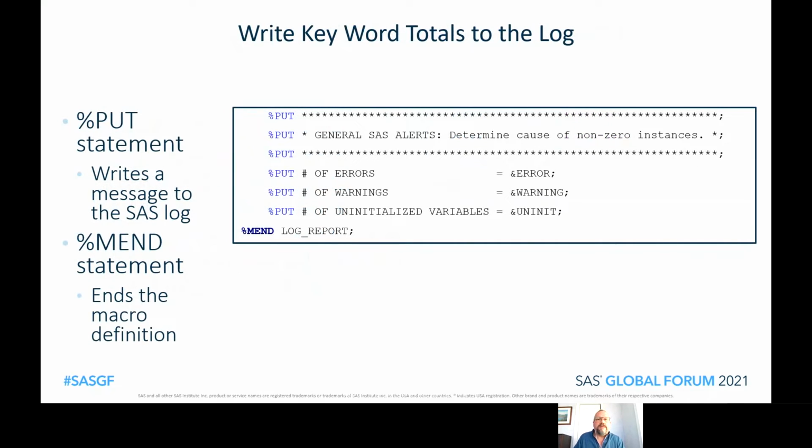And then the payoff, and this is very old school. I started using SAS back in the mid 1980s, and one of the ways to generate reports was to use %put. And %put will stick in the log anything that you want. So there are a bunch of %put statements that indicate general SAS alerts, determine cause, non-zero instances, and then there is the resolution of the macro variables that I'm throwing in, such as &error.